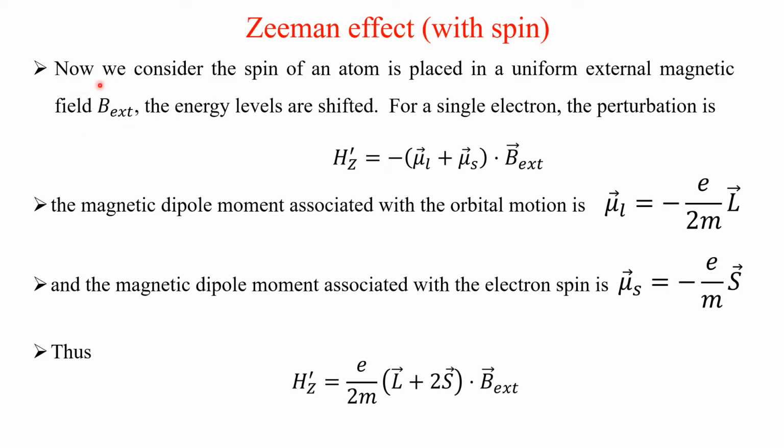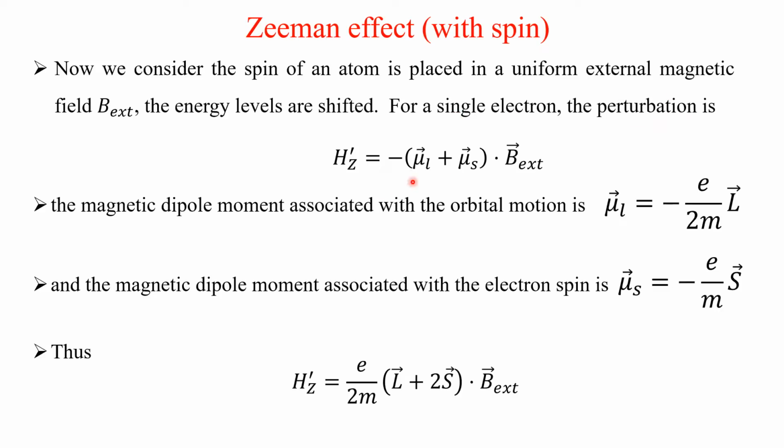So far, we have seen the normal Zeeman effect, that is without considering the spin. Now we will see what will happen if we consider the spin. Already I have told that an even number of spectral line split cannot be explained if we have ignored the spin. So you will get an even number only if you consider the spin. Now we consider the atom is placed in the uniform external magnetic field B external. The energy levels are shifted.